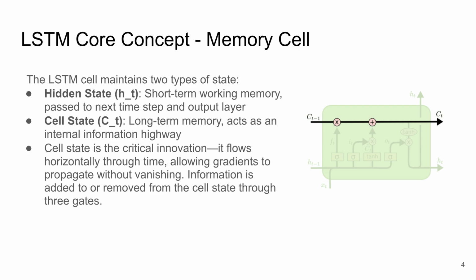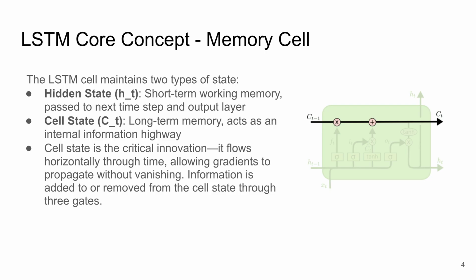Let's dive deeper into the LSTM's core concept, the memory cell. The LSTM cell maintains 2 types of state that work together. First, there's the hidden state, denoted as h_t. This acts as the short-term working memory. It's passed to the next time step and also serves as the output of the cell. You can think of it as what the LSTM is currently thinking about.